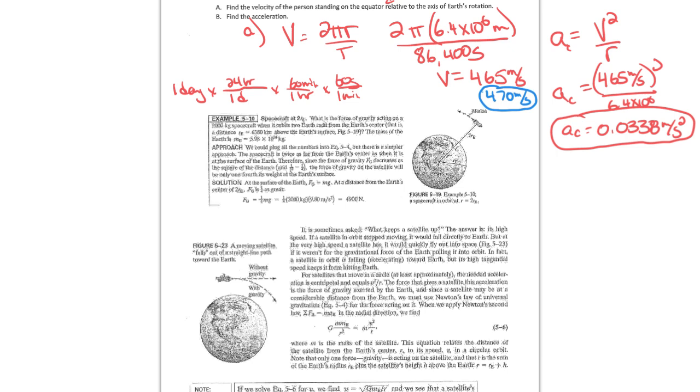So if we can find the radial distance from the center of the Earth, which is basically the radius of the planet, 6.4 times 10 to the 6 meters, and we multiply it by 2 pi, that'll be the distance that the person travels around. And then we're going to divide by the period.